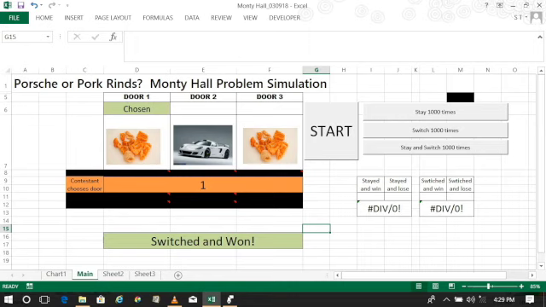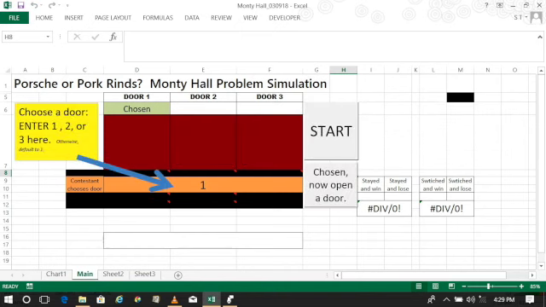So this simulation was built to show what would happen over many times, say 1,000 times or 5,000 times, if the contestant were to switch or if the contestant were to stay with the initially chosen door. So let's go ahead and play this game. We start by choosing a door. So let's assume that the contestant chooses door number 2.